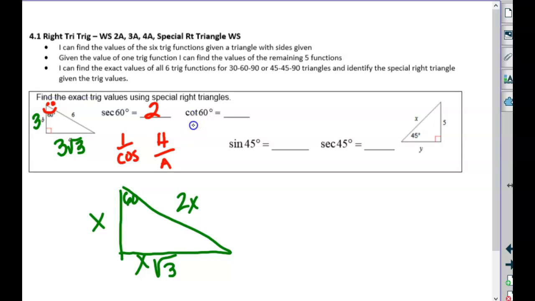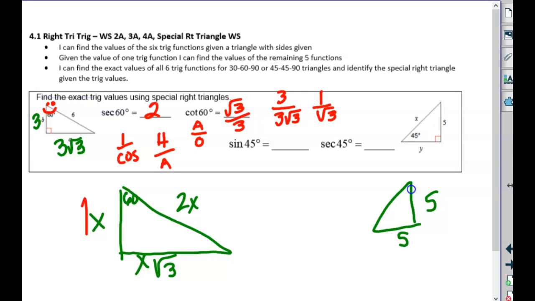And cotangent is the reciprocal of tangent. So instead of opposite over adjacent, it's adjacent over opposite. So 3 over 3 square roots of 3 is going to become 1 over the square root of 3. Okay. And it will work the same if you use this triangle, okay? The x's will always divide out. This is a 1. All right, 45, 45.